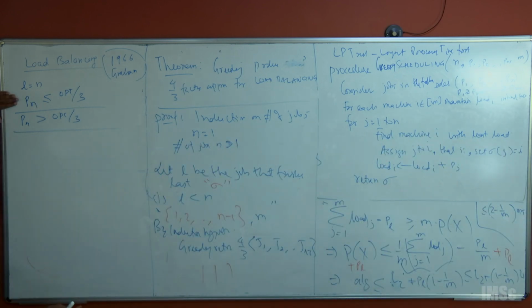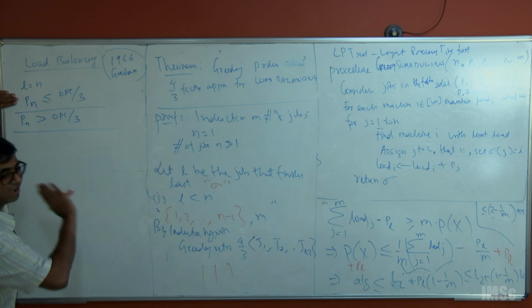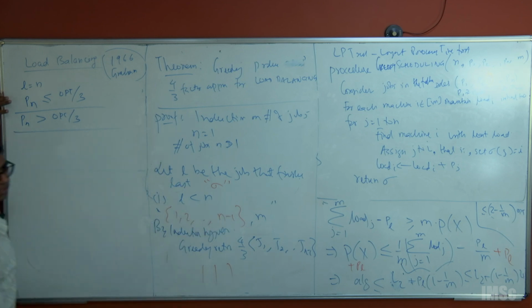If Pn would have been less than or equal to opt by 3, the algorithm anyway returned you a 4/3 approximation, nothing to prove because of the same analysis. So let's assume that even when Pn is more than opt by 3, the algorithm actually returned a factor 4/3 approximation to us. Okay. So now here comes the idea which is transcendental in any of these things.